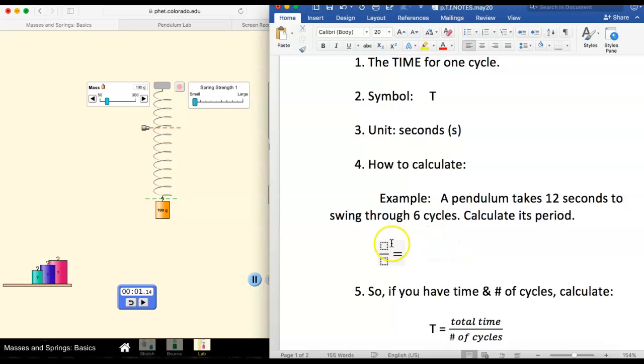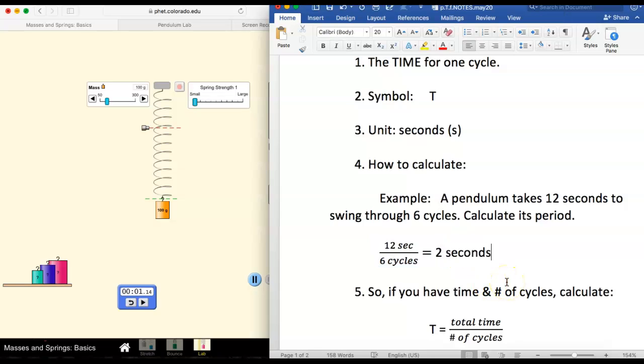This is easy enough to do in your head, and then you can pause the video if you need to. So total time of 12 seconds, and through 6 cycles, and we want the amount of time it would take for one cycle. We've been doing this sort of thing all year, so I'm not going into a lengthy explanation, but it should be clear that if it's 12 seconds for 6 cycles, it would be 2 seconds per one cycle.